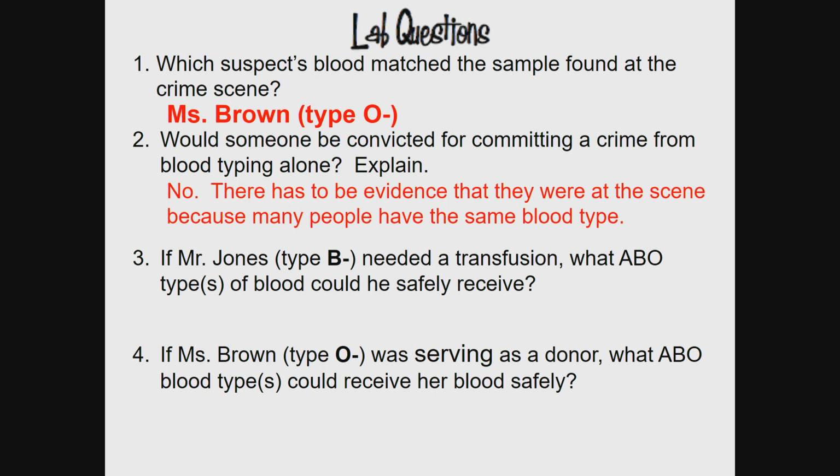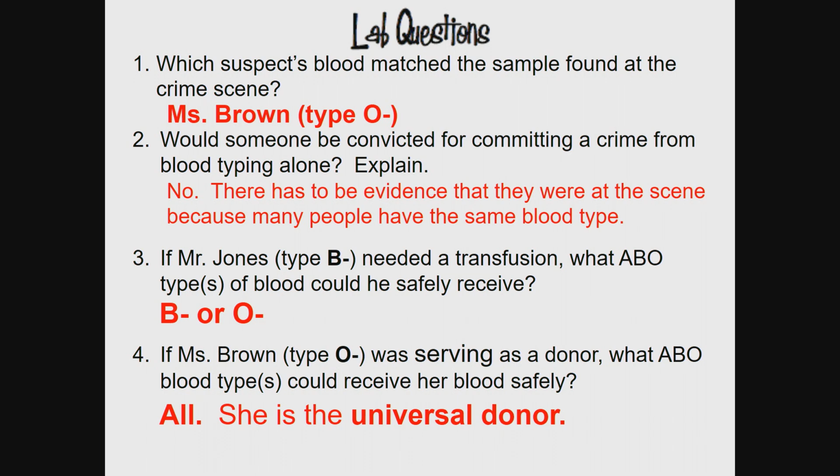If Mr. Jones needed a transfusion, what ABO types of blood could he safely receive? He could receive B negative or O negative. If Ms. Brown was serving as a donor, what ABO blood types could receive her blood? Everyone can receive her blood. She has no antigens on her red blood cells, so she is the universal donor.